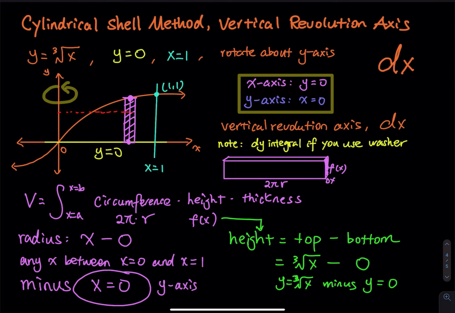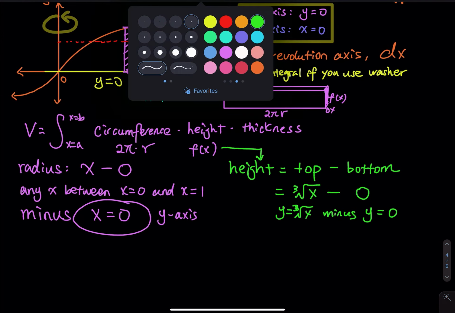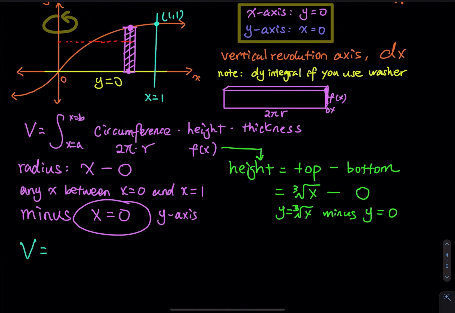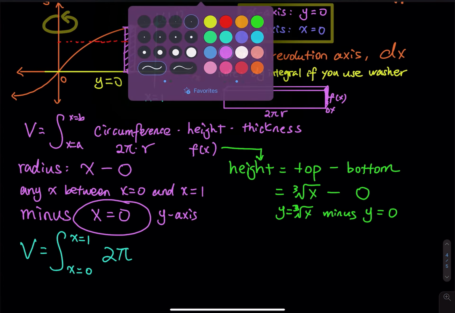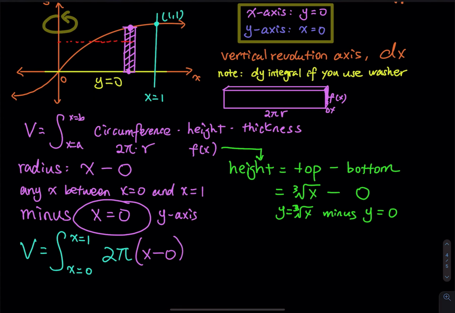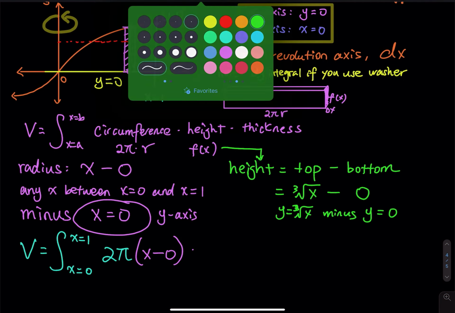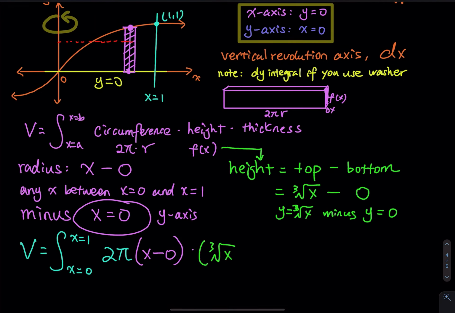And now we have all the ingredients to set up the integral. So when you set up the integral, this is what we do. The volume is equal to the integral. Since that is a dx integral, we have x equals 0, x equals 1. When you do your homework online, the system might not read the x equals, so just write 0 and 1. And then 2 pi, what's the radius? The radius is x minus 0. And then multiply the height. The height is the cube root of x minus 0, and then the thickness is dx.